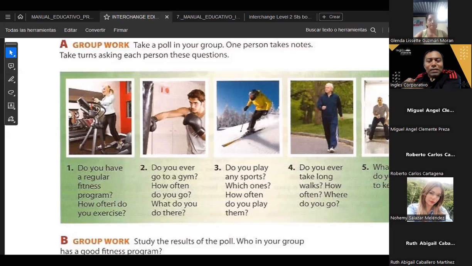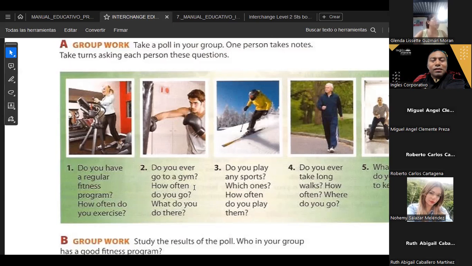Excellent. Bravo. Okay. So do you ever go to a gym? Is it an open question or a closed question? To all of you. A todos, para todos. How do you answer, do you ever go to a gym? ¿Cómo respondemos? Number two. Do you ever go to a gym?